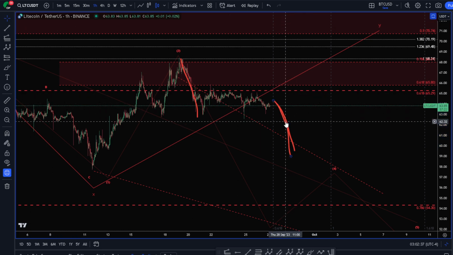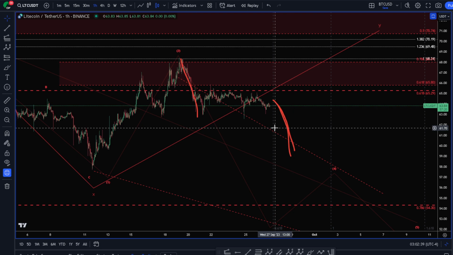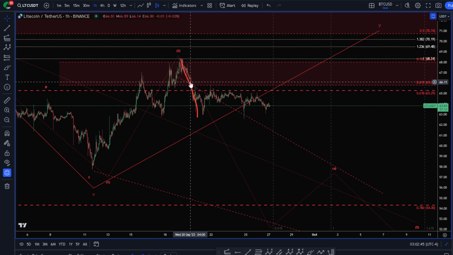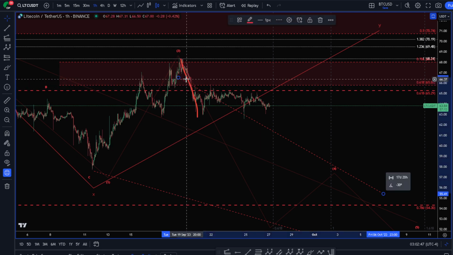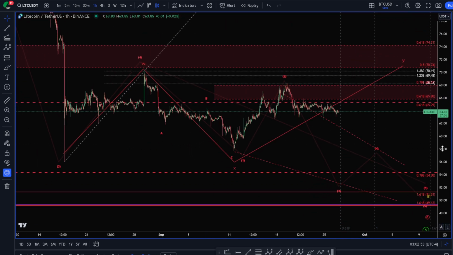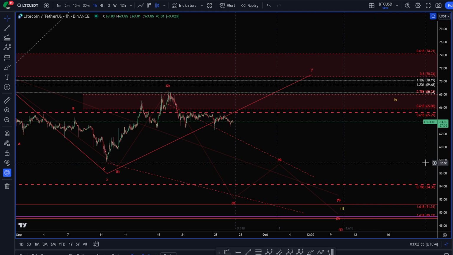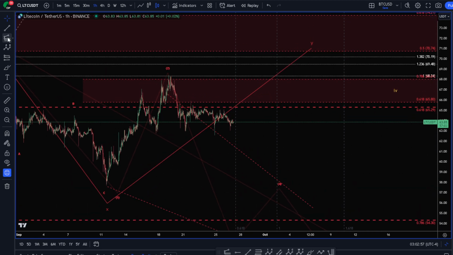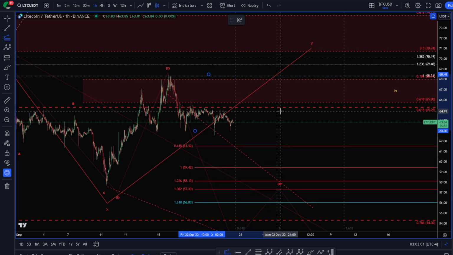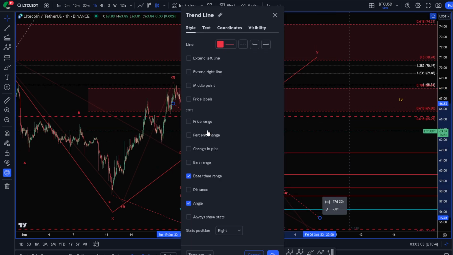The question is, at that point, where would that get us to, right? Because we'd expect, if we're making 5 waves down as an ABC, we'd only hit the 1-to-1. Trying to keep this simple, guys. Sorry, just doing this in real time. So if we got 5 waves down, that could be a flat there.